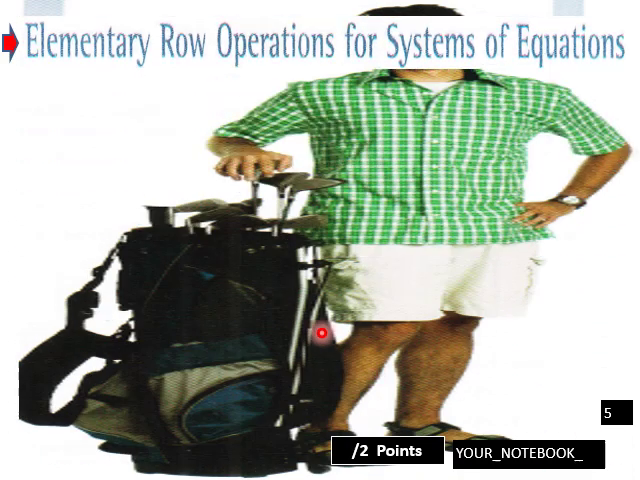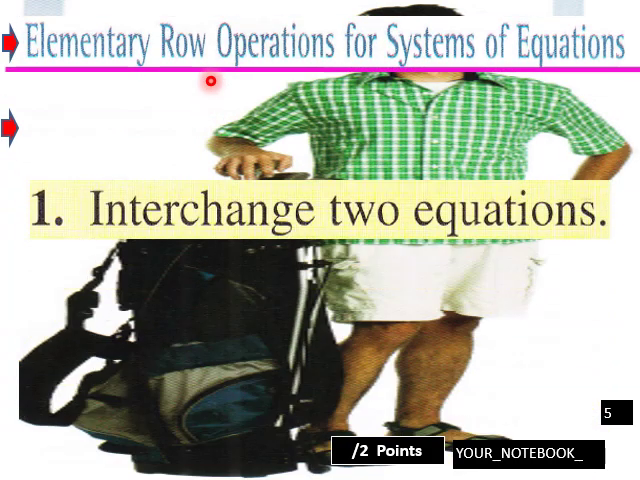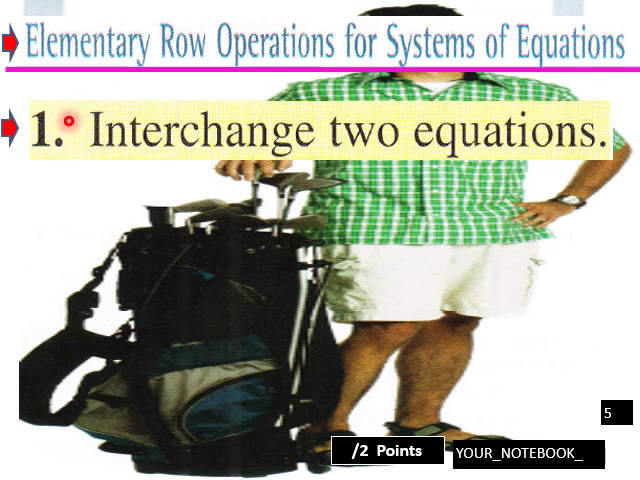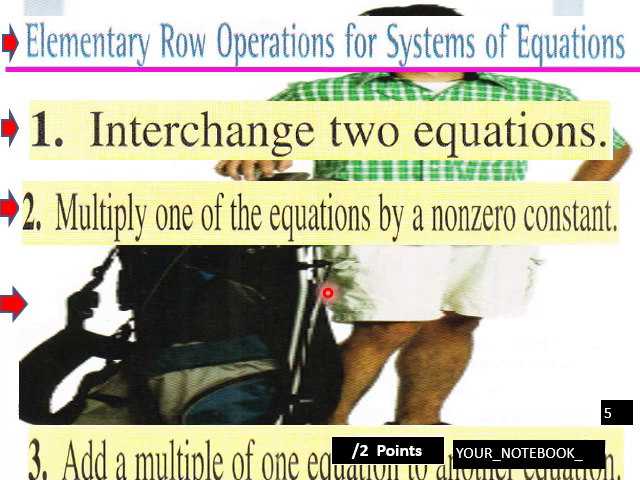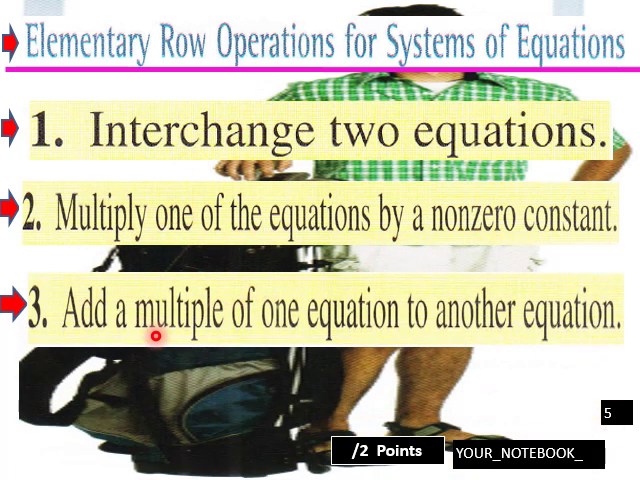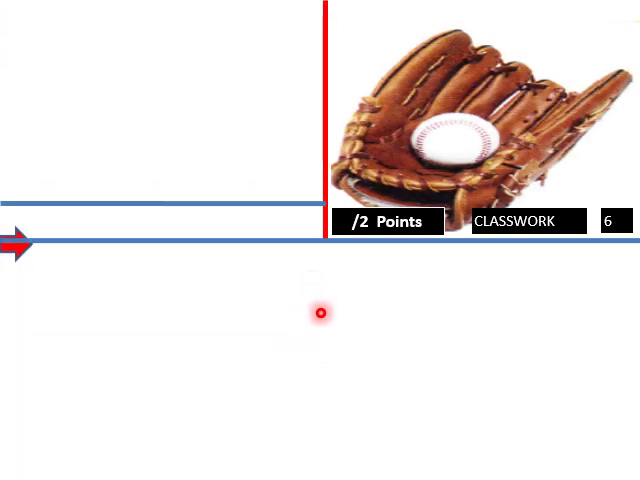Okay, so row echelon. Elementary row operations for systems of equations. 1. Interchange two equations. That would be a row operation there. 2. Multiply one of the equations by a non-zero constant. And 3. Add a multiple of one equation to another equation. So these are 3 types of operations that can be used to solve a system of equations.